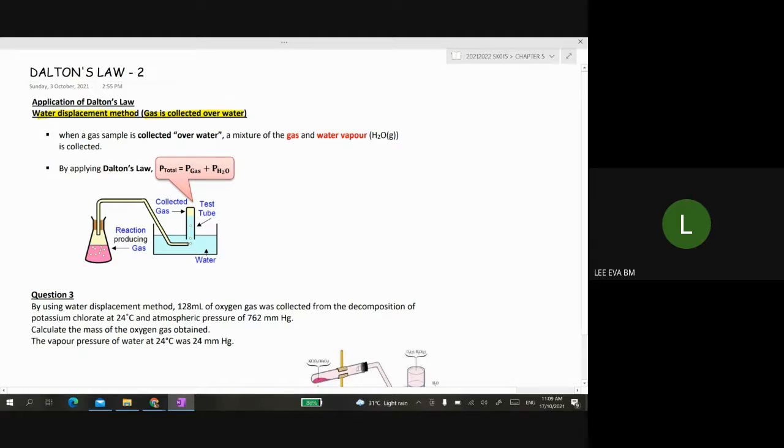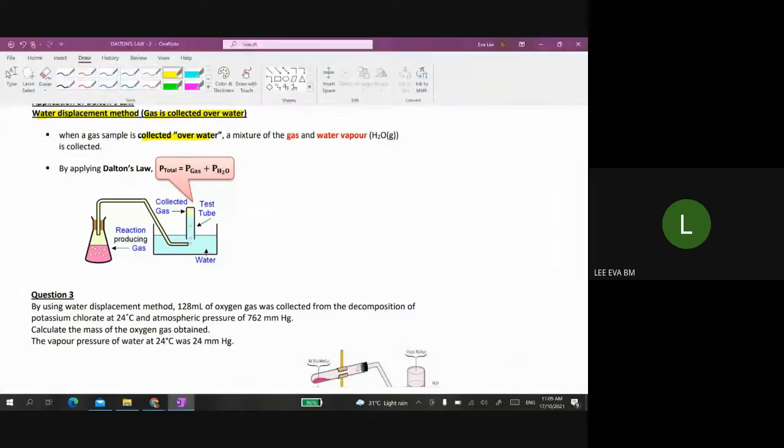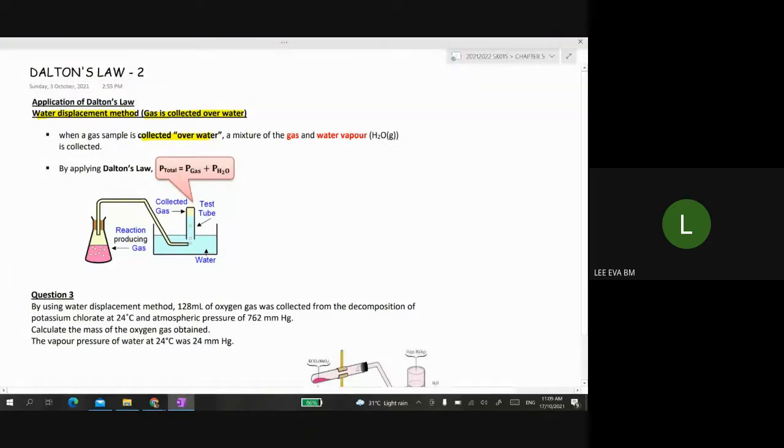Okay, so when a gas sample is collected over water, a mixture of gas and water vapor is collected. So when you have two different gases, that is a mixture. But both of them do not react, so we will apply Dalton's law.